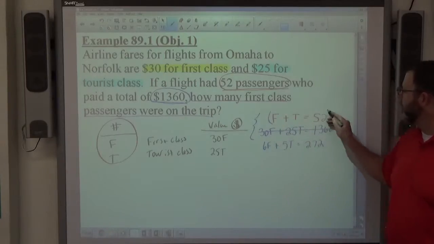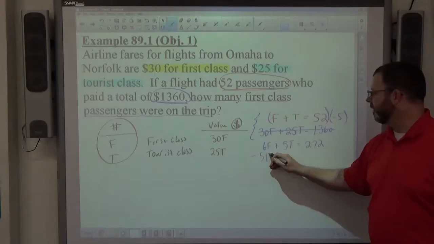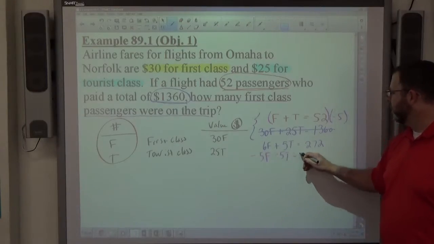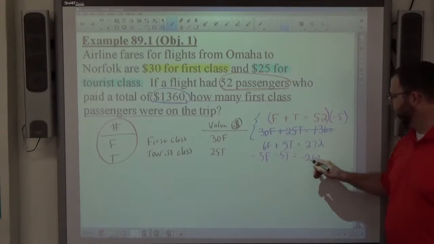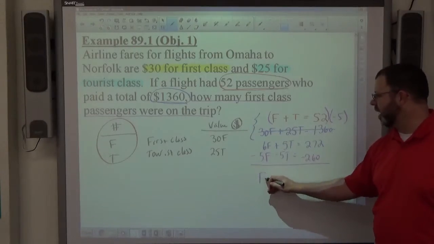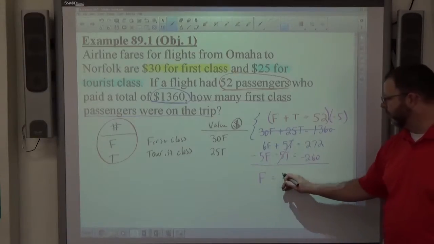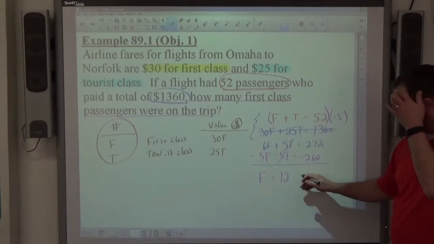So if I multiply this top equation times negative 5, I'm going to get negative 5F minus 5T is equal to negative 260. Add the equations together, 6F minus 5F is F, 5T minus 5T cancels, 272 minus 260 is 12. So 12 first class passengers.